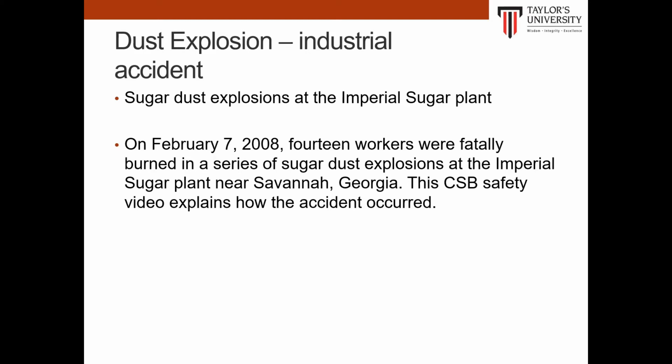The next video, or the next case study, talks about the dust explosions that happened at the Imperial Sugar plant in 2008. A total of 14 workers were killed in a series of these sugar dust explosions at the Imperial Sugar plant near Georgia. So this video explains how the accidents occurred.